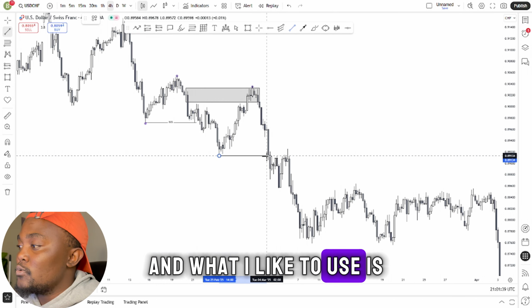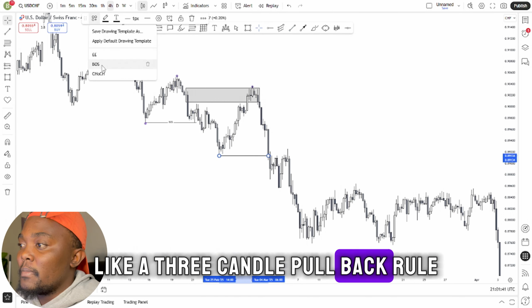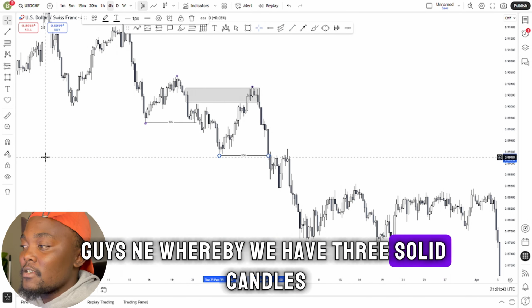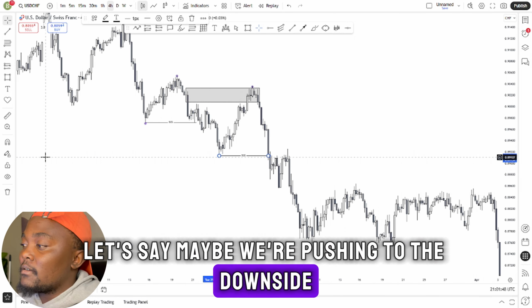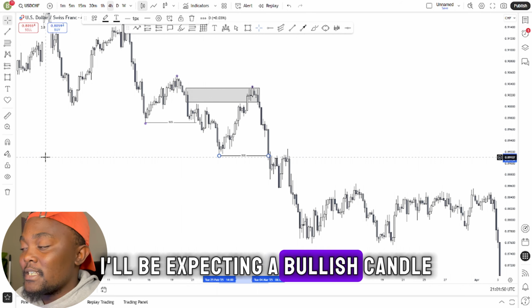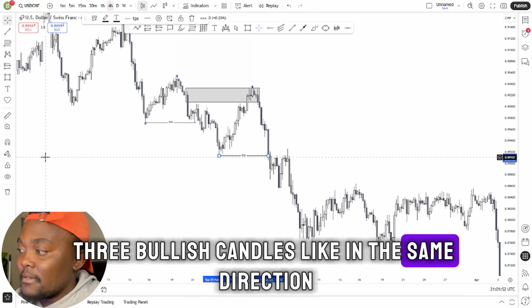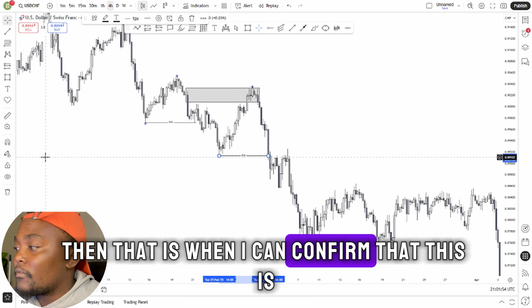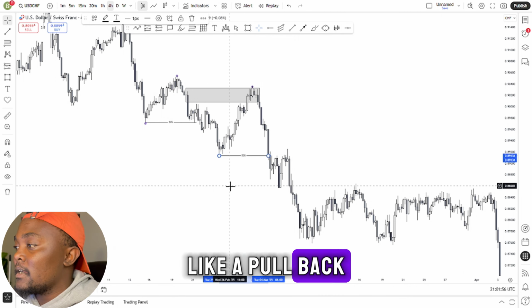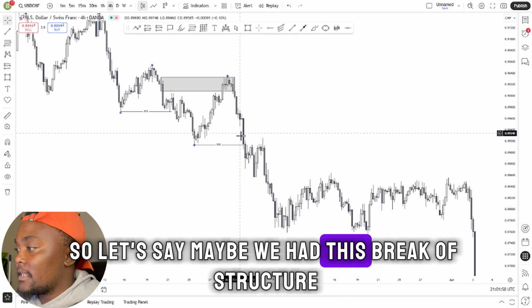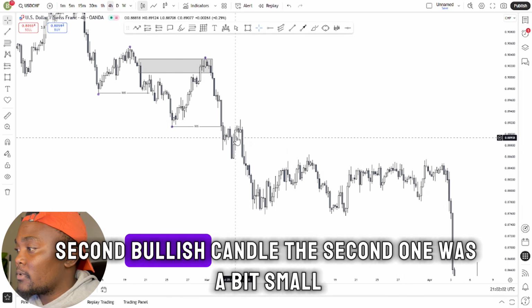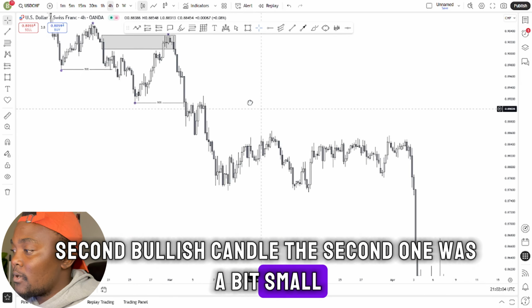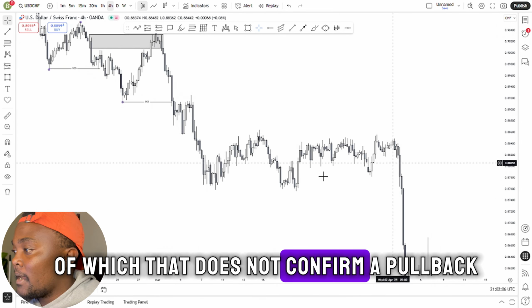And what I like to use is a 3 candle pullback rule, guys, right? Whereby we have 3 solid candles in the opposite direction. Let's say maybe we're pushing to the downside, I'll be expecting 3 bullish candles in the same direction. Then that is when I can confirm that this is a pullback. So let's say maybe we had this break of structure. As you can see, we had this first bullish candle, second bullish candle. The second one was a bit small, of which that does not confirm a pullback.